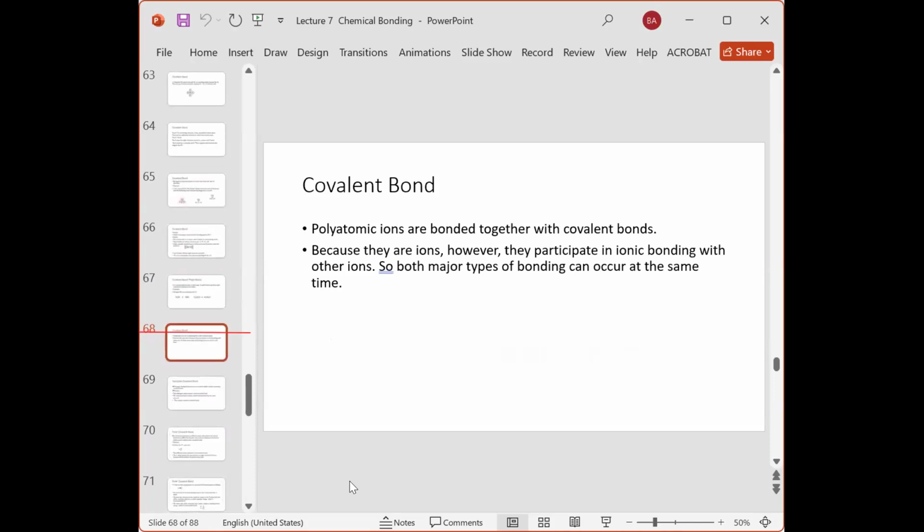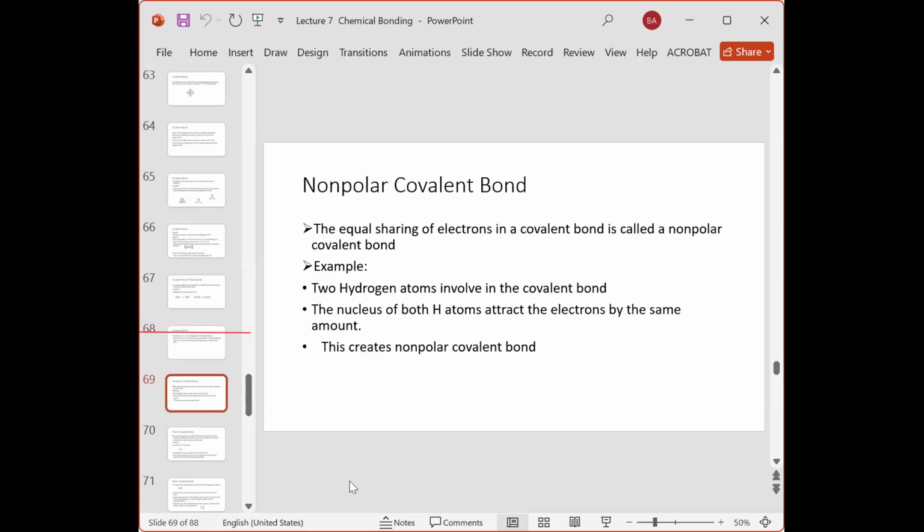Polyatomic ions are bonded together with covalent bonds. However, they participate in ionic bonding with other ions. So both major types of bonding can occur at the same time. The equal sharing of electrons in a covalent bond is called a non-polar covalent bond.